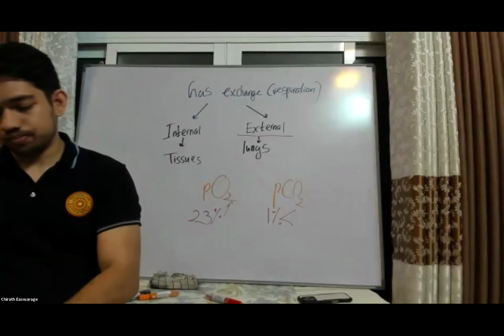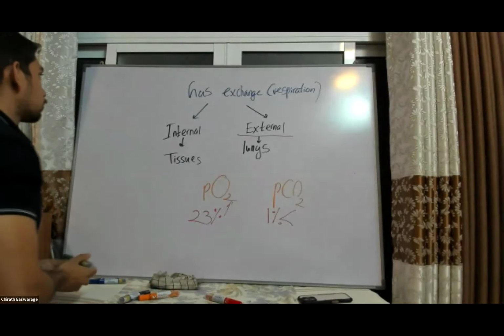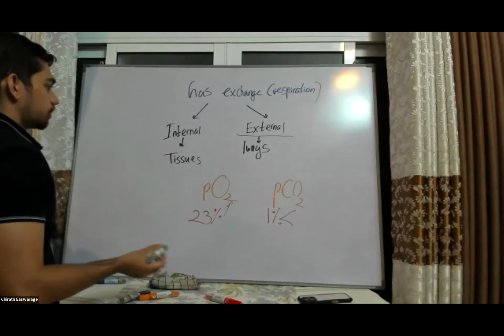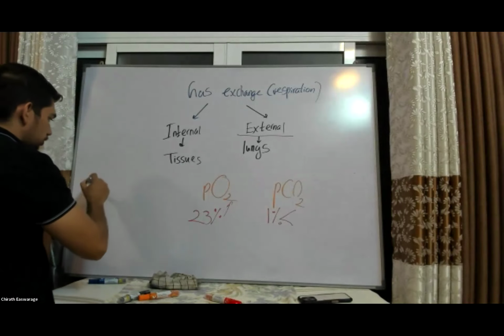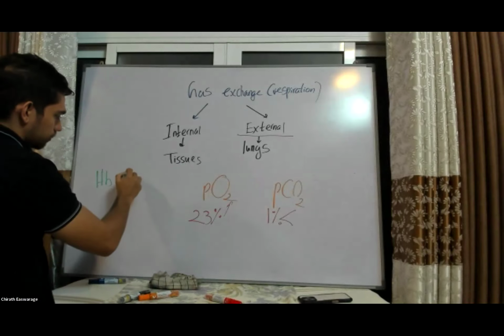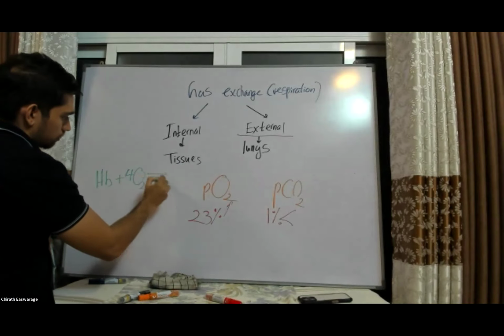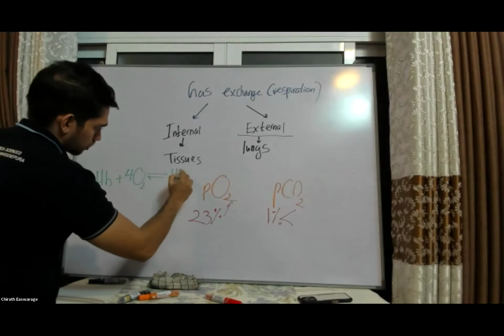This equation you need to know. What is our respiratory molecule or the respiratory compound we have? It is hemoglobin. How many oxygens can one hemoglobin carry? 4 oxygens. By a reversible reaction, it forms HbO8.